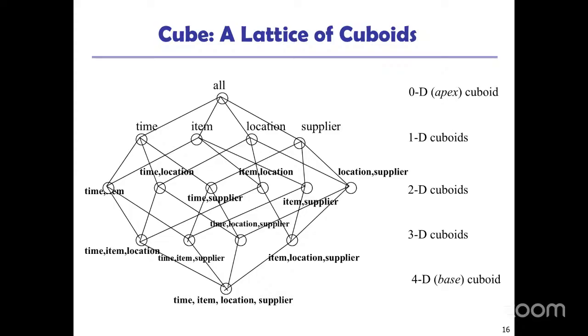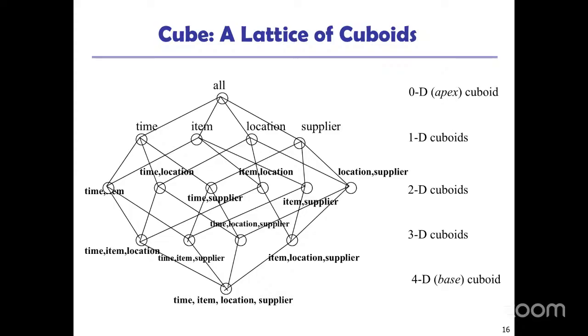3D means three attributes will be there. When it comes to 3D, time, item, location, and the three are connected. Here, time, item, supplier. When we talk about this 3D cuboid, that means information about item, location, and supplier. And at the beginning, the zero dimension is there, which is treated as all. Then one dimension, only one attribute is there: time, item, location, or supplier.